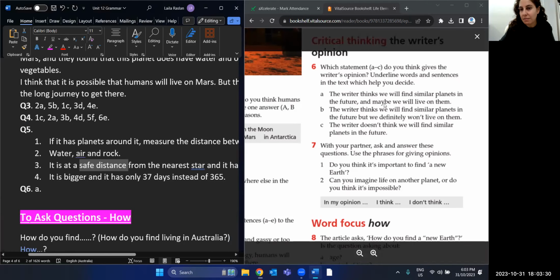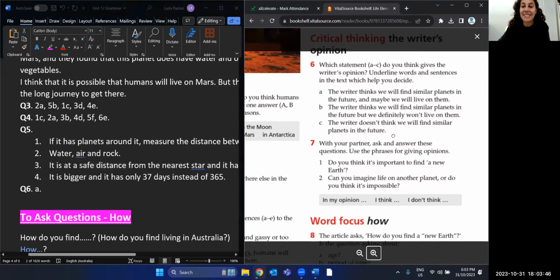Maybe. I think he's trying to show us in the article that maybe we will live on them. He wasn't really sure to say we will find similar planets. I think maybe.